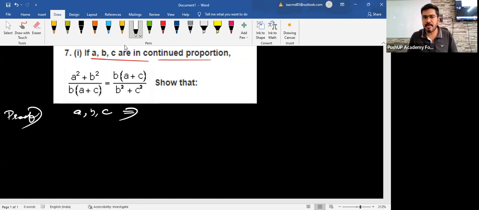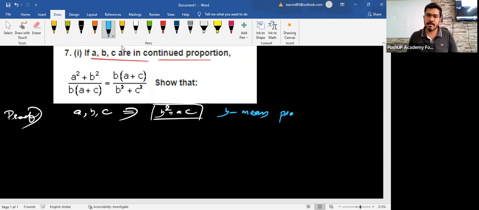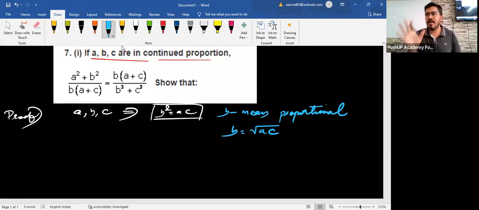The moment you see continuous proportion, and if it is a proof that sum, make use of this result. B square is equal to what? AC. Okay. B square is equal to AC. I hope you all remember the concept of mean proportional. What is B called? The mean proportional. Okay. And how do you define a mean proportional? Mean proportional B is equal to square root of AC. Please make a note of all these important points which I'm highlighting, children. This is very helpful when you do revisions.